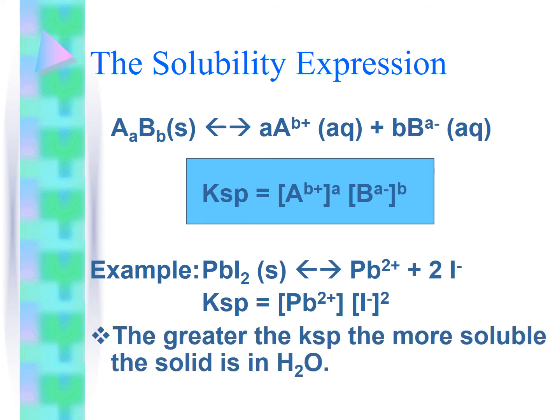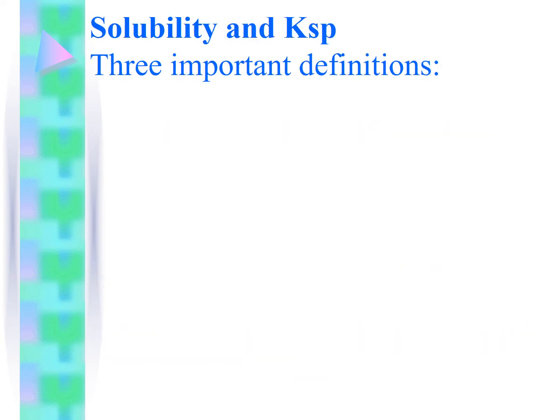Remember that the greater the KSP is, the more soluble the salt will be in water. And that makes sense. If I have a high value for KSP, I'm going to get higher values for the concentrations of lead and iodide in the solution. So I've dissolved more with a higher KSP.